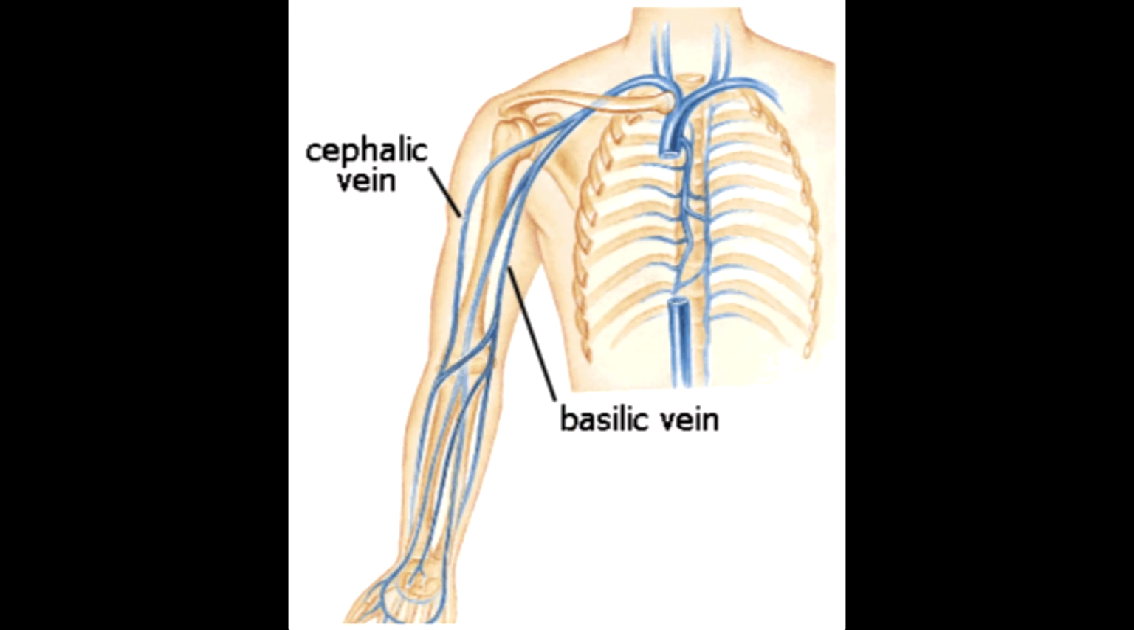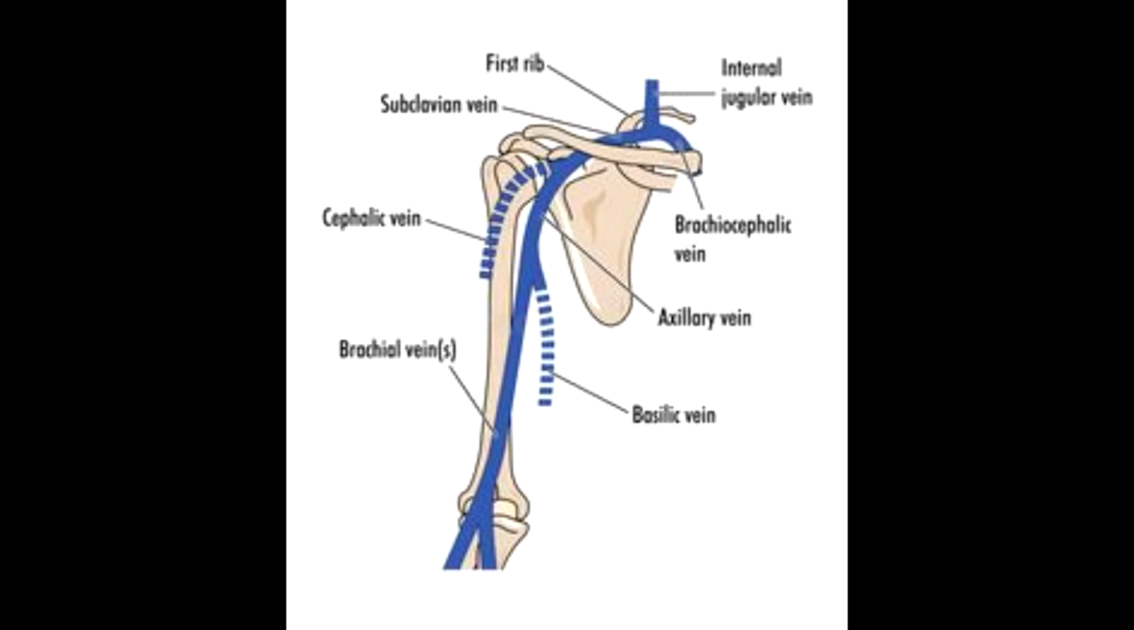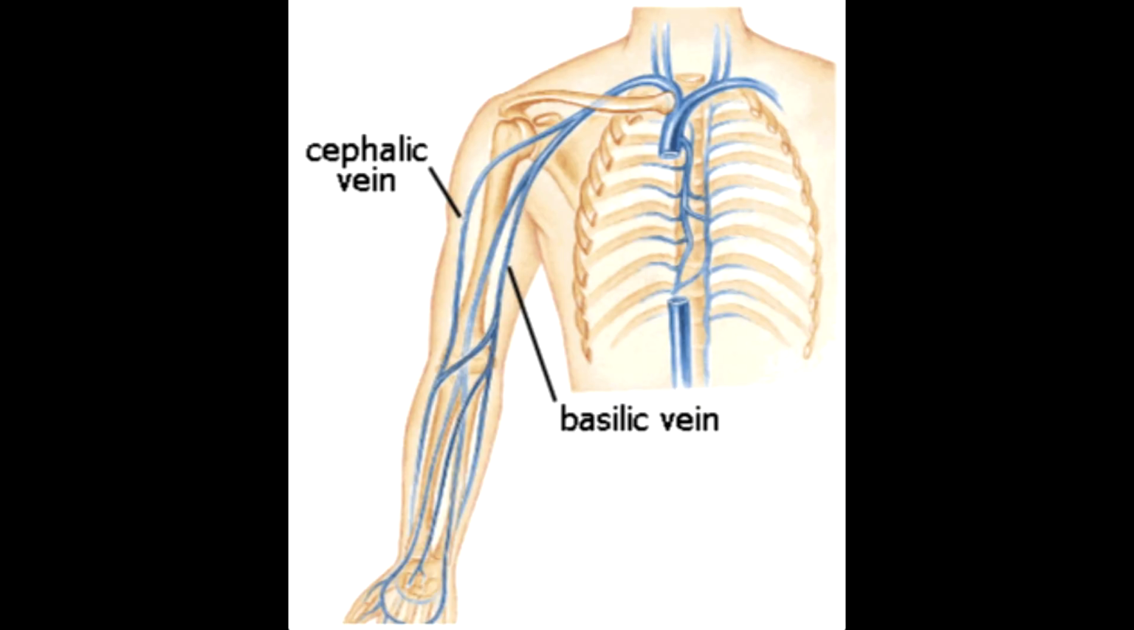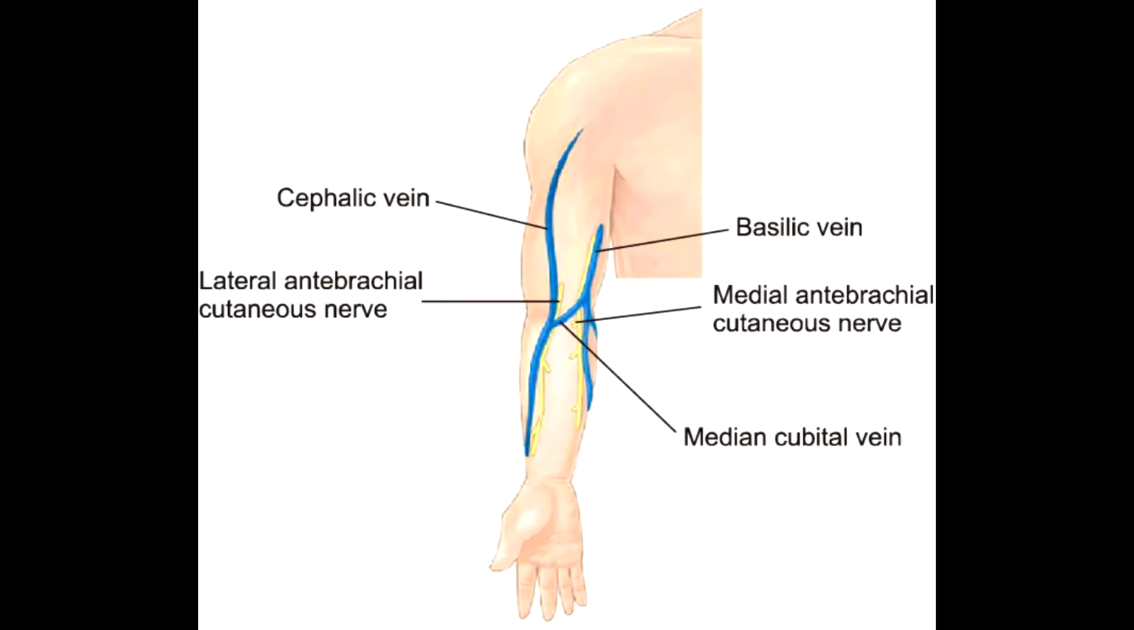The basilic vein begins on the medial side of the hand and courses up the extremity, uniting with the brachial vein to become the axillary vein. There are various smaller veins which connect the basilic and the cephalic veins, the most common one being the median cubital vein, often used by the phlebotomist from which to draw blood.